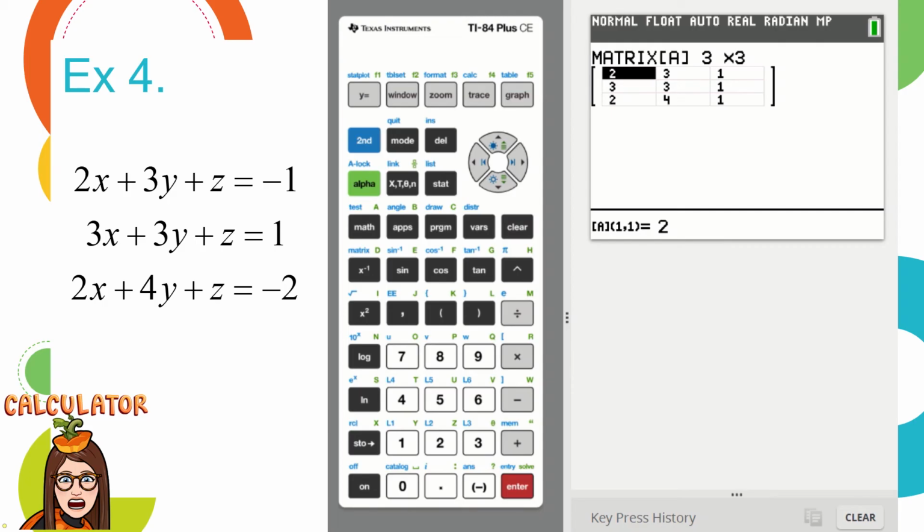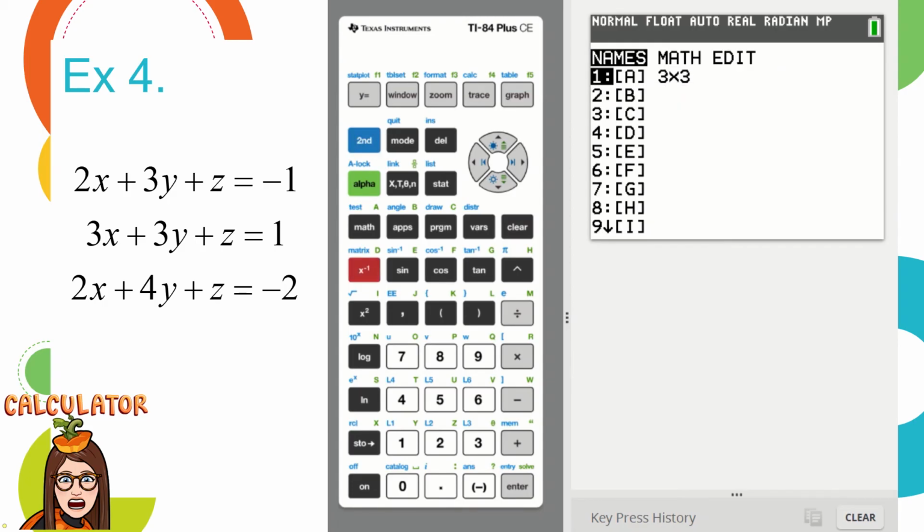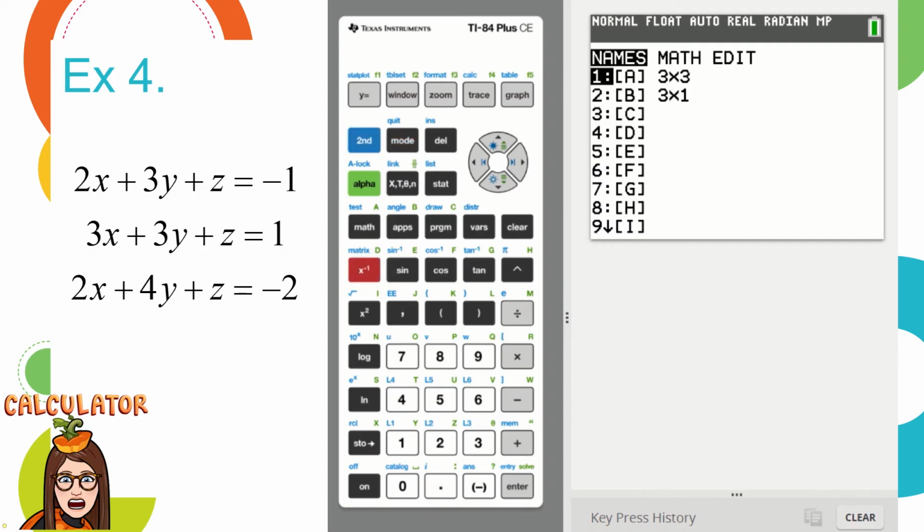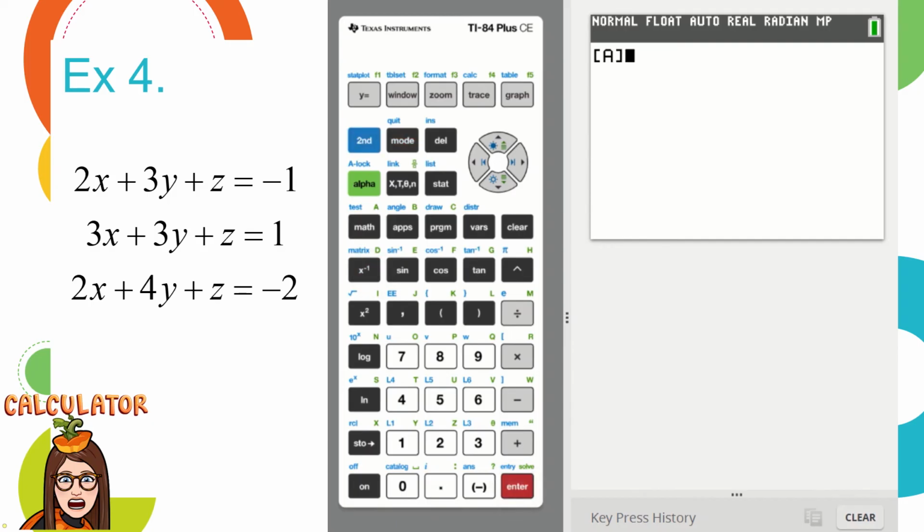That looks good. I'm going to go second matrix again, and this time I want to edit B, and I need a 3 by 1 for my constant matrix, which is -1, 1, and -2. Take a moment to double check. It looks good. Second quit. I need to find the inverse of A. Second matrix, recall the name of A, and find the inverse. Look at that, the inverse doesn't have fractions for once.